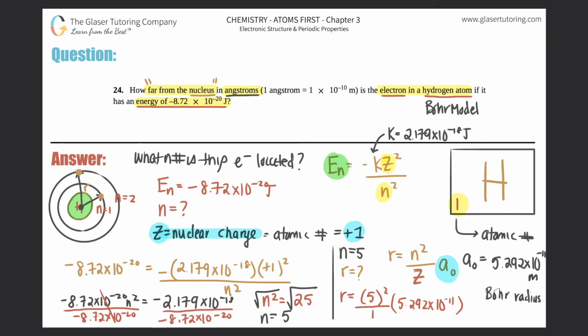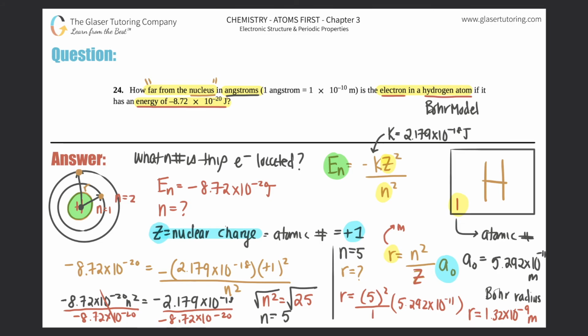Now just know that your radius will always be in terms of meters when you use this formula. So I'll put this over here. R equals 5 squared is 25, so 25 times 5.292 times 10 to the negative 11th. I'll round to 3 sig figs, so we have 1.32 times 10 to the negative 9th meters.